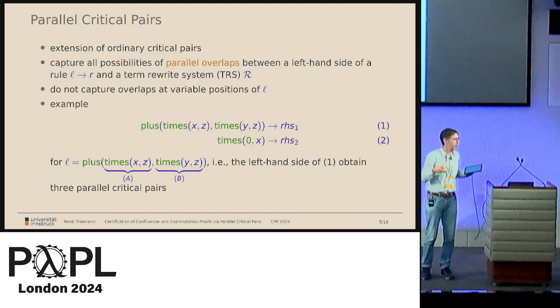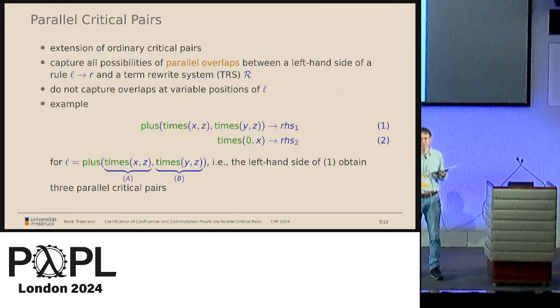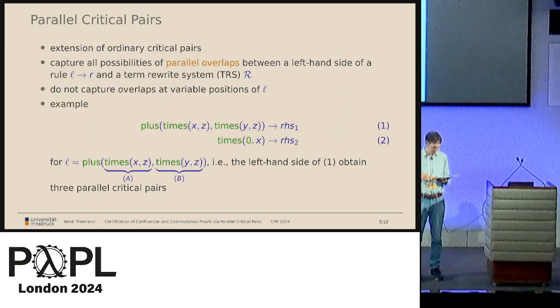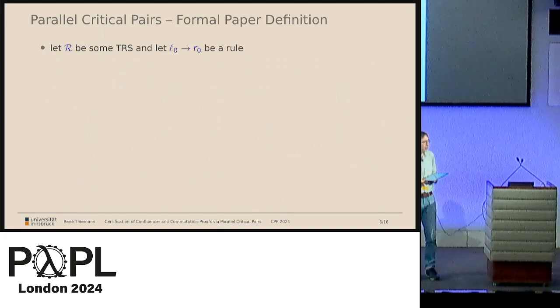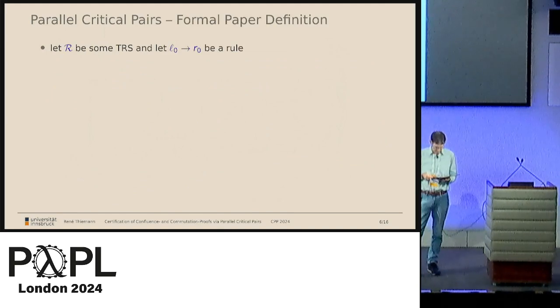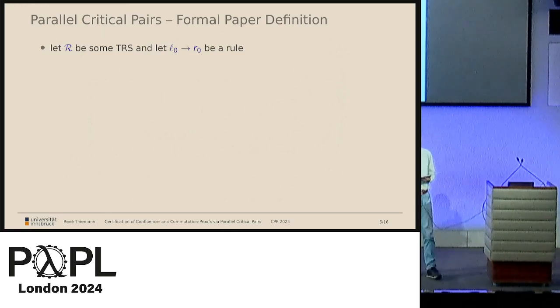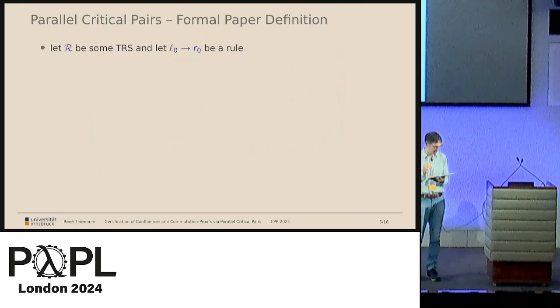Of course, we had a look at the literature. How is this defined? You can find this in Tobias Nipkow and Franz Baader's textbook, or you can find it in the original papers, and all of them have a formulation that is similar to what you see now on the slide that is upcoming. Namely, we start with a rewrite system and pick one specific rule out of this system and want to compute the overlaps with the left-hand side of this rule L0 to R0.